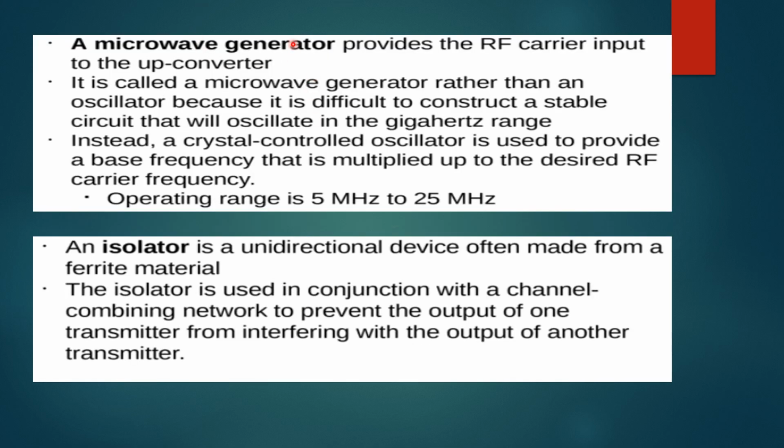Then the need for a microwave generator. Either we can use a crystal oscillator along with multipliers, or you can use your conventional microwave generators, and its operating range is given. Then the need for an isolator is given along with the channel combining network. So this is explaining the sections of the RF section of a microwave terminal station.